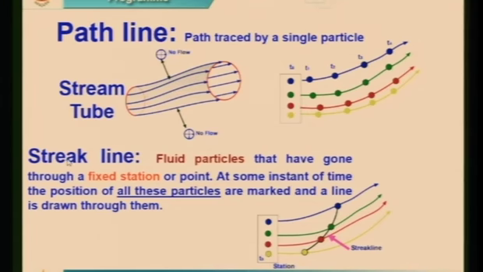Now let us see the streak line. Streak line: the fluid particles that have gone through a fixed station. For example, if I take this particular location, a particle say was here earlier, next instant it has gone here, next instant it has gone here. It is a streak line, because this fellow was here, this particle has crossed. So that is very important. The fluid particles that have gone through a fixed station or point at some instant of time, the positions of all these particles are marked and a line is drawn through them. So that is called streak line.